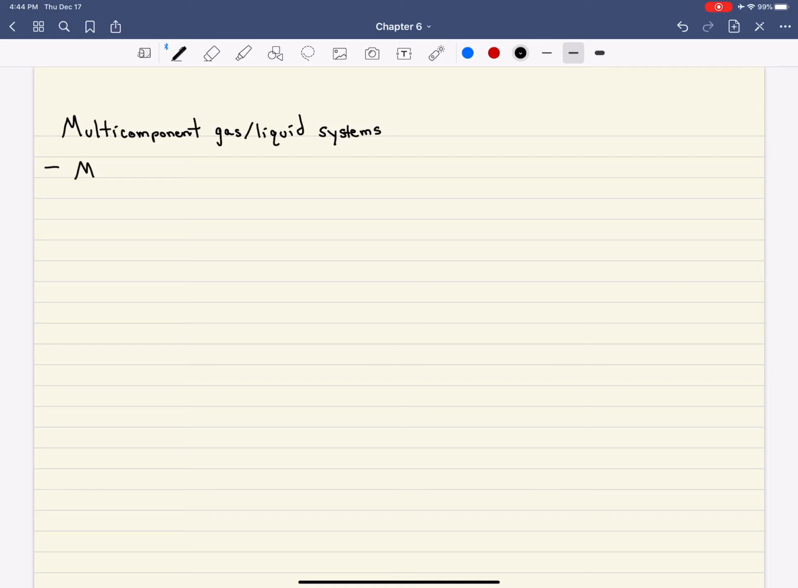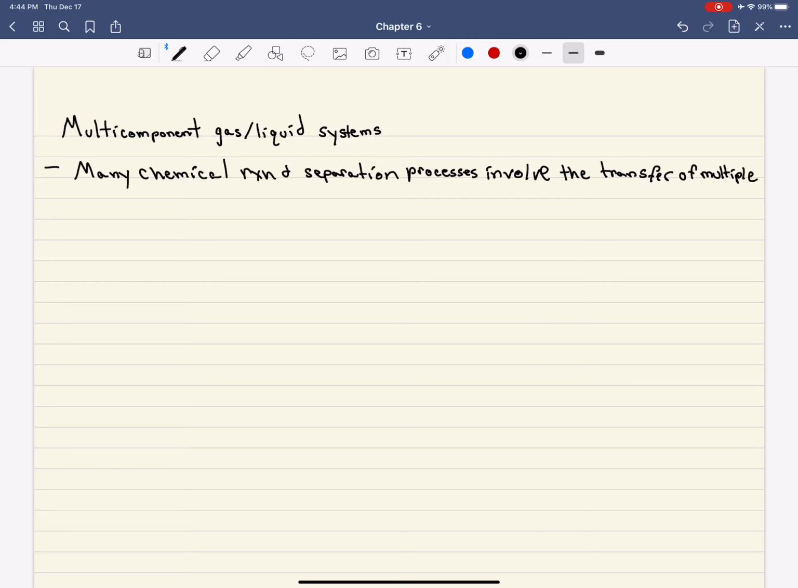Right? And so many chemical reaction and separation processes involve the transfer of multiple species between gas and liquid phases.